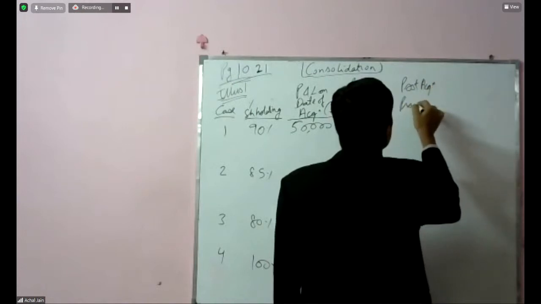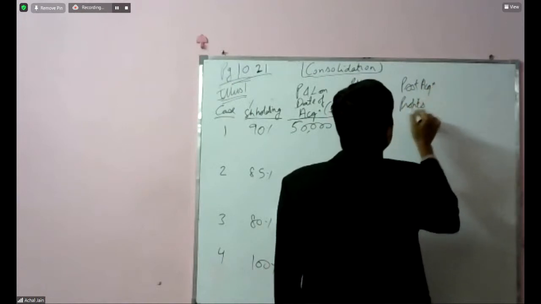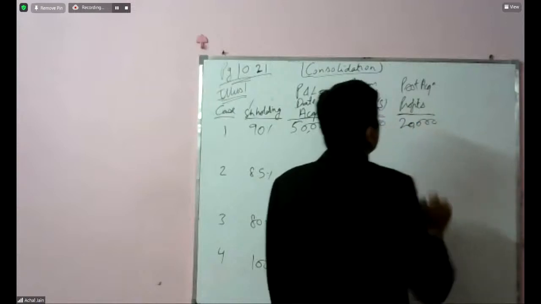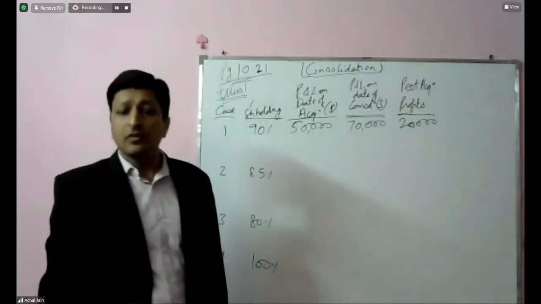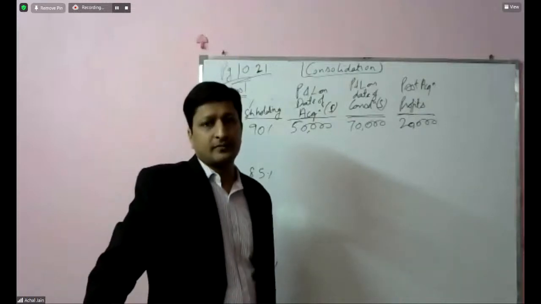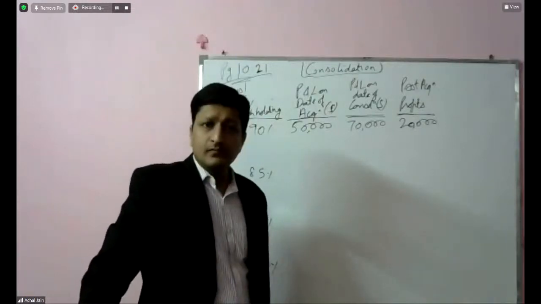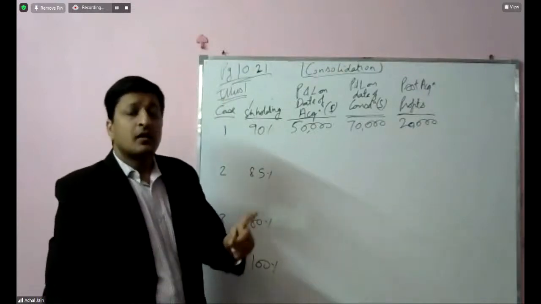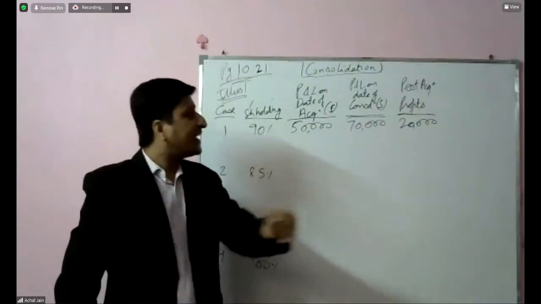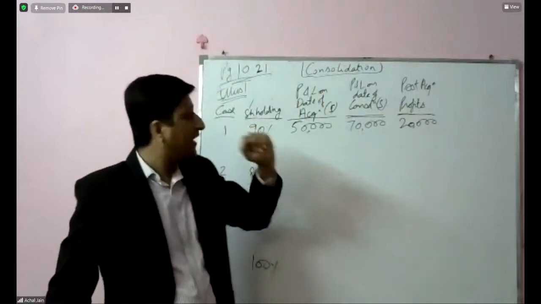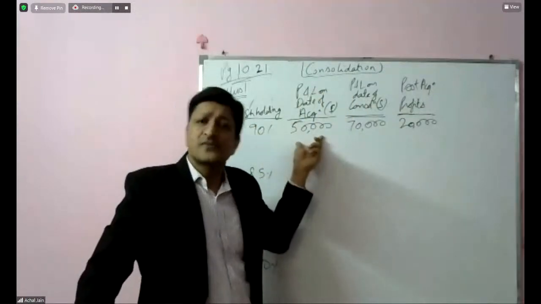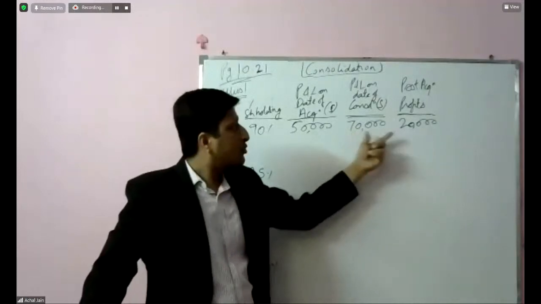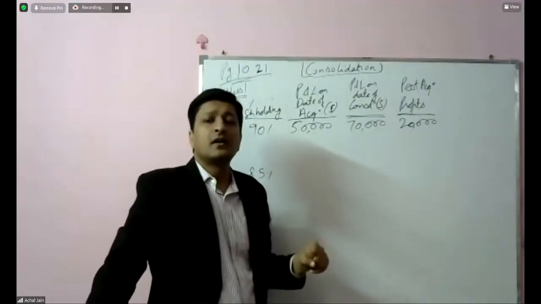Post-acquisition profits. 20,000 is the amount of post-acquisition profit. Okay, so which means during the year, the subsidiary has earned 20,000. Why? Because its opening balance was 50,000, its closing balance is 70,000. So during the year, what has it earned? 20,000.